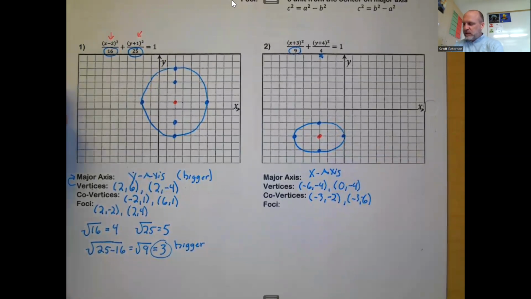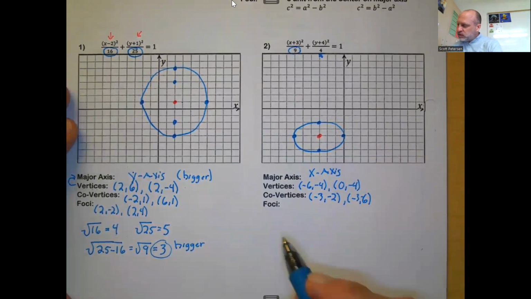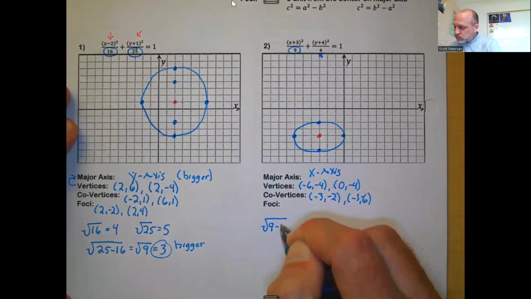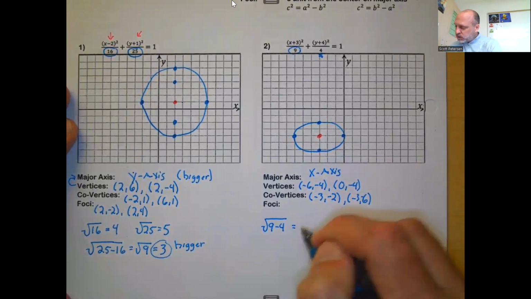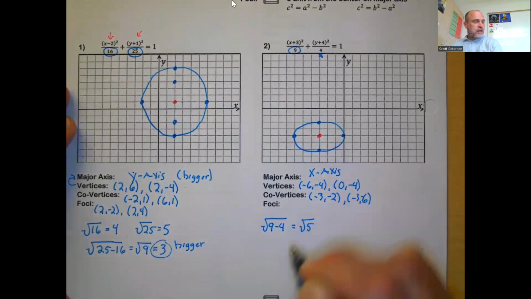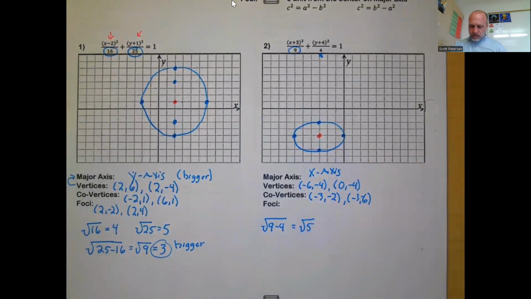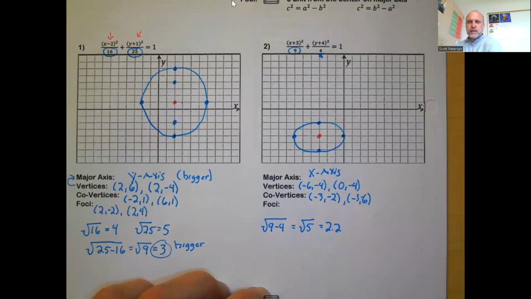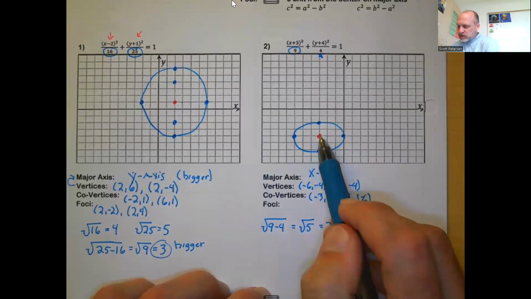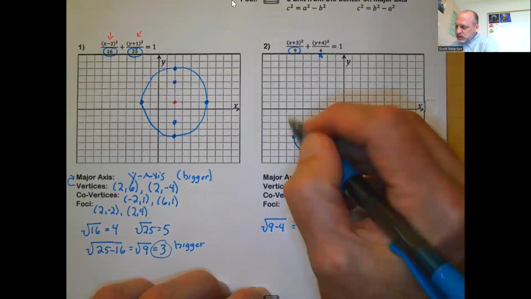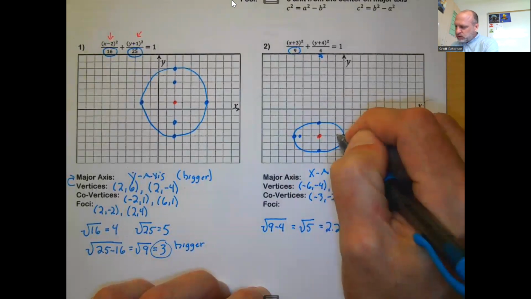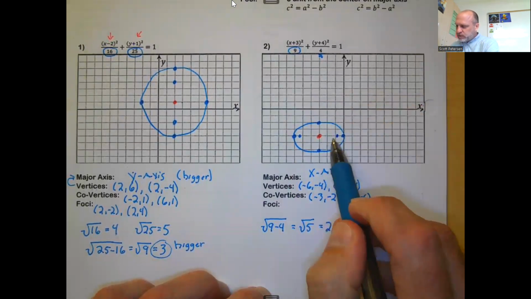Last but not least, we need to find our foci. Our foci are going to be found by taking the square root of 9 minus 4, always bigger minus the smaller, which gives us square root of 5. Using my fancy math machine, square root of 5 is like 2 point something, I believe. Yep, 2.2. Always on the major axis, so I'm going to go to the left 2.2, to the right 2.2, 1, 2, 2.2.